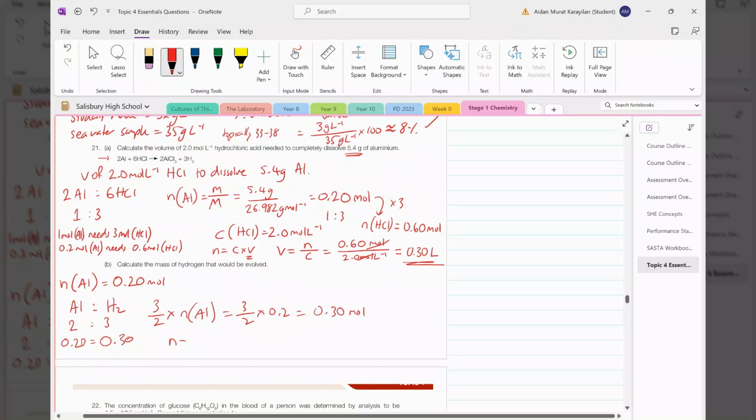So we know the number of moles of substances is the mass divided by the molar mass. Now we have the number of moles. We can find the molar mass, and the mass is what we're actually looking for in this question. So I'll rearrange this to get mass is the number of moles times the molar mass, which is equal to 0.30 moles times our molar mass of H2, which is just 2 grams per mole. That should be moles to the minus 1. And that gives us 0.60 grams.